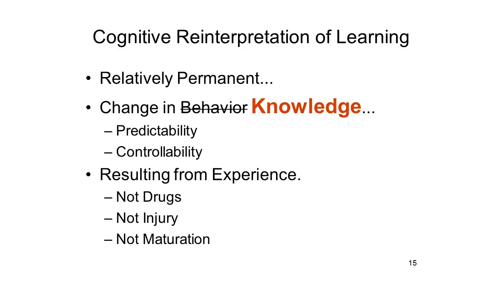The idea that organisms don't simply learn the associations between stimuli and responses, but rather are learning how to predict and control their world, leads us to offer a cognitive reinterpretation of learning. Instead of defining learning as a relatively permanent change in behavior that results from experience, what's really going on here is that during learning, there's a relatively permanent change in the organism's knowledge resulting from experience, knowledge that it can then use in the service of adaptive behavior.